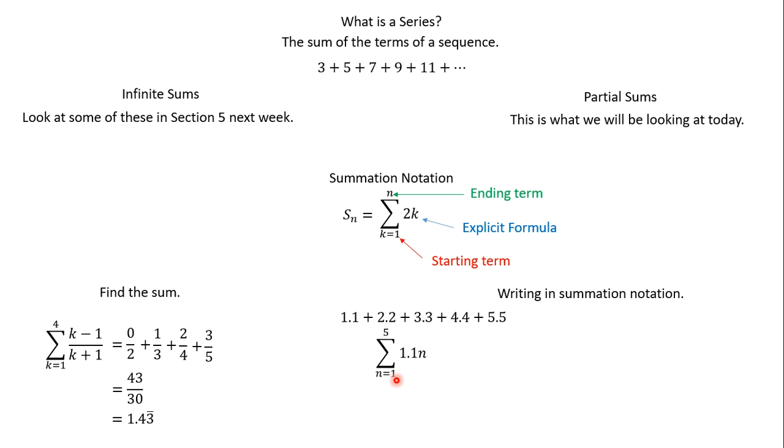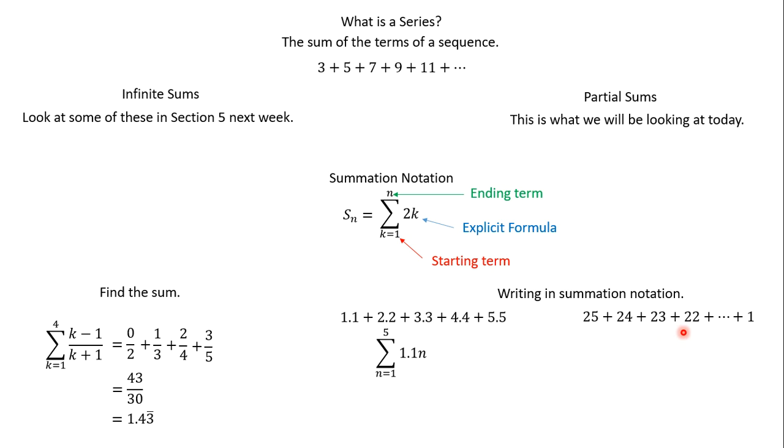Summation notation, we're going from the first term to the fifth term of 1.1n. And that would just be writing this in summation notation. We don't have to do anything with it. That's all we have to do. Notice since I used the n variable, I used n down here instead of k. It's just a little notation. So let's look at another one.